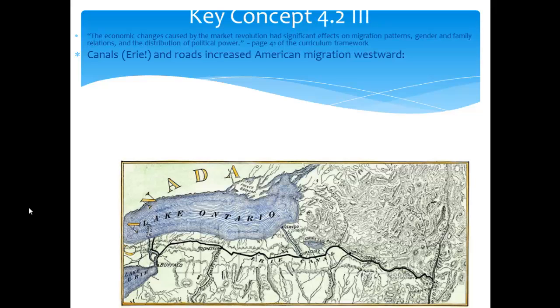The economic changes caused by the market revolution had significant effects on migration patterns, gender and family relations, and the distribution of political power. So again, I'm going to talk about canals. I hope you see a trend here in this video. The canals and roads really increased American migration westward. And here is the Erie Canal.